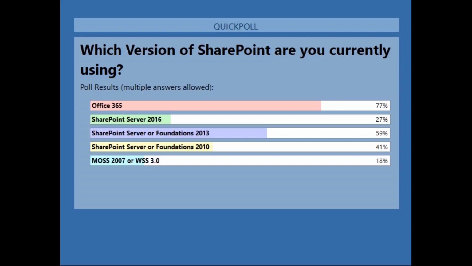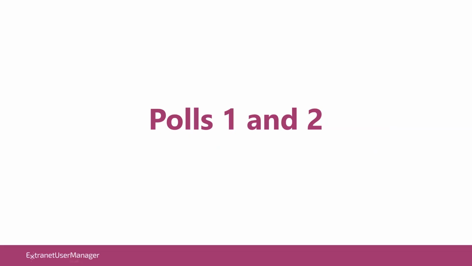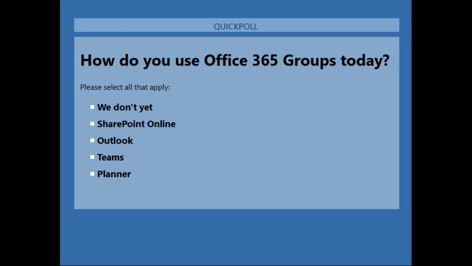There's a second poll I want to do right now, though, so let me just hide that and pull this up. What I'm curious about here is how do you use Office 365 Groups today? For some people, it may be that you just don't use them yet, but do you use them from a SharePoint Online point of view? Do you leverage Outlook or Teams as part of that? Maybe you're starting to use Planner. Again, just trying to get a sense of what people's current experience is with that. And again, I'll leave that open for a bit. Just let people respond to that.